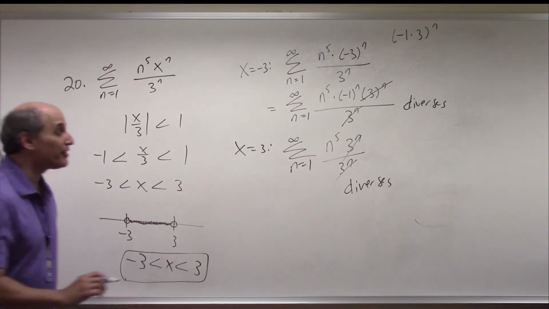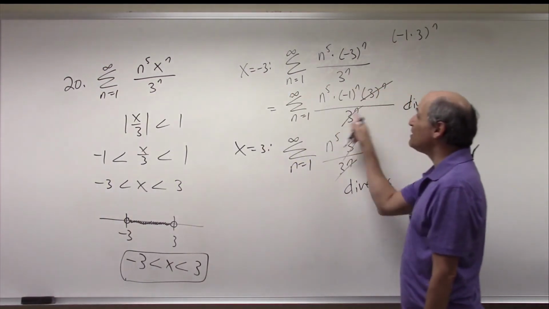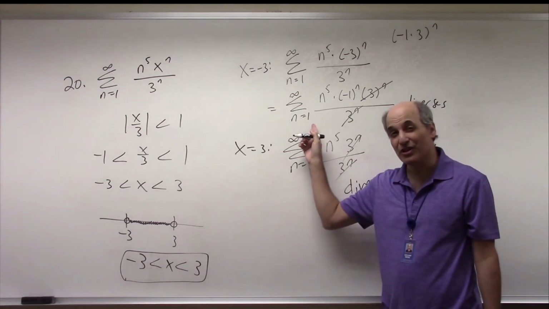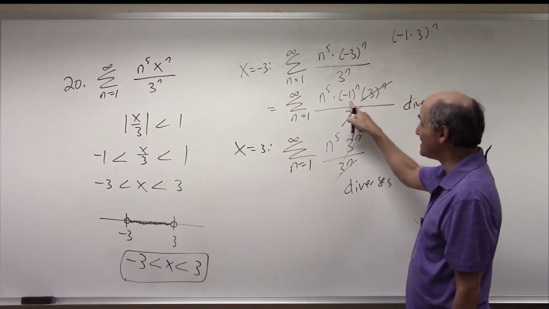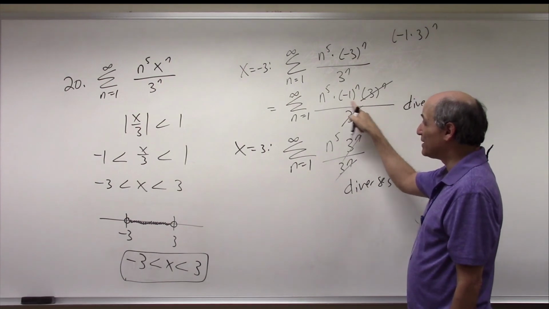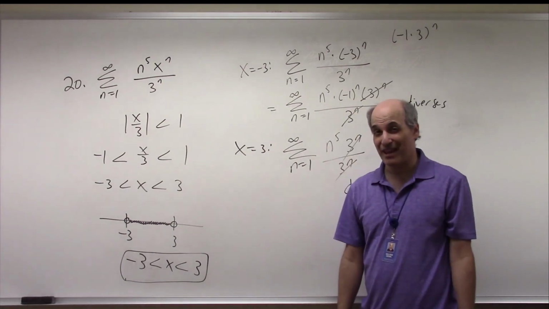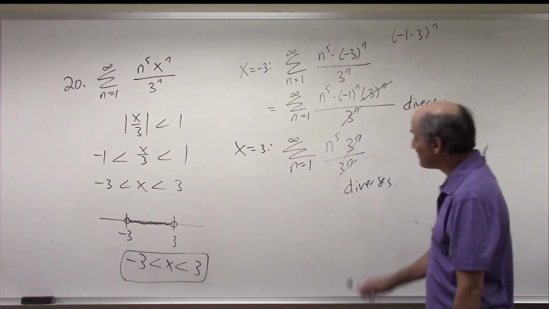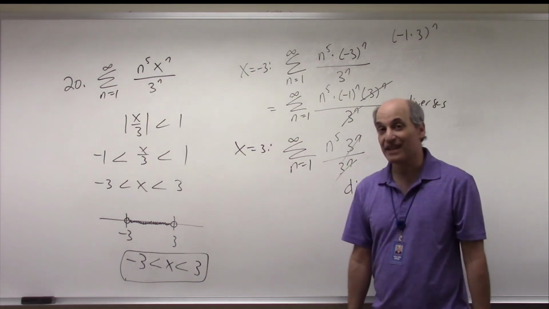Let me say one other thing. If it seems a little fishy to you that I know this diverges, you could always use the alternating series test, because this is an alternating series. But the limit as n approaches infinity of n to the fifth power is infinity. Infinity is not 0. So this series definitely diverges.